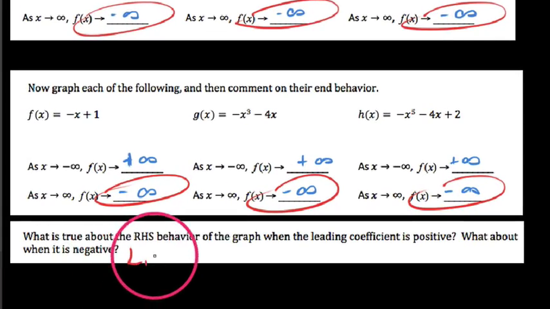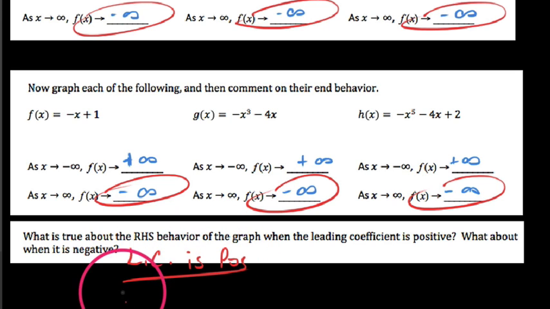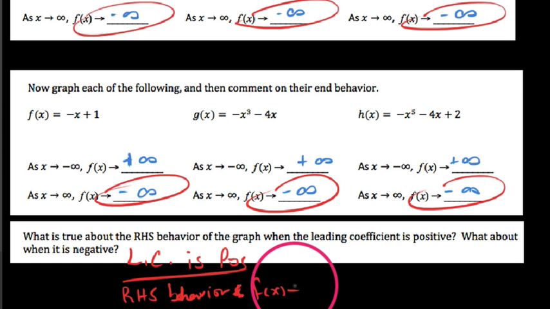So what we're going to write here is this. Essentially, when the leading coefficient is positive, then we have the right-hand side behavior. The right-hand side behavior of the graph is that f of x goes to positive infinity.